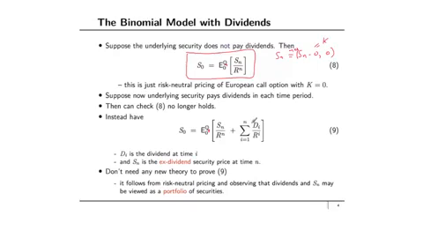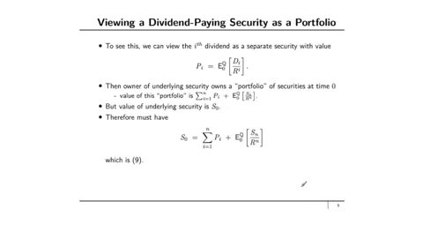And you don't need any new theory to prove this. We can just use what we've seen already. It follows from risk-neutral pricing and observing that dividends and S_n may be viewed as a portfolio of securities. So to see this, we can view the i-th dividend as a separate security with value equal to this quantity here. So if we view the i-th dividend, which is paid at time i, as a security, it pays a cash flow only at time i, then our risk-neutral pricing tells us that the value of this dividend is p_i, and it's equal to this quantity here.